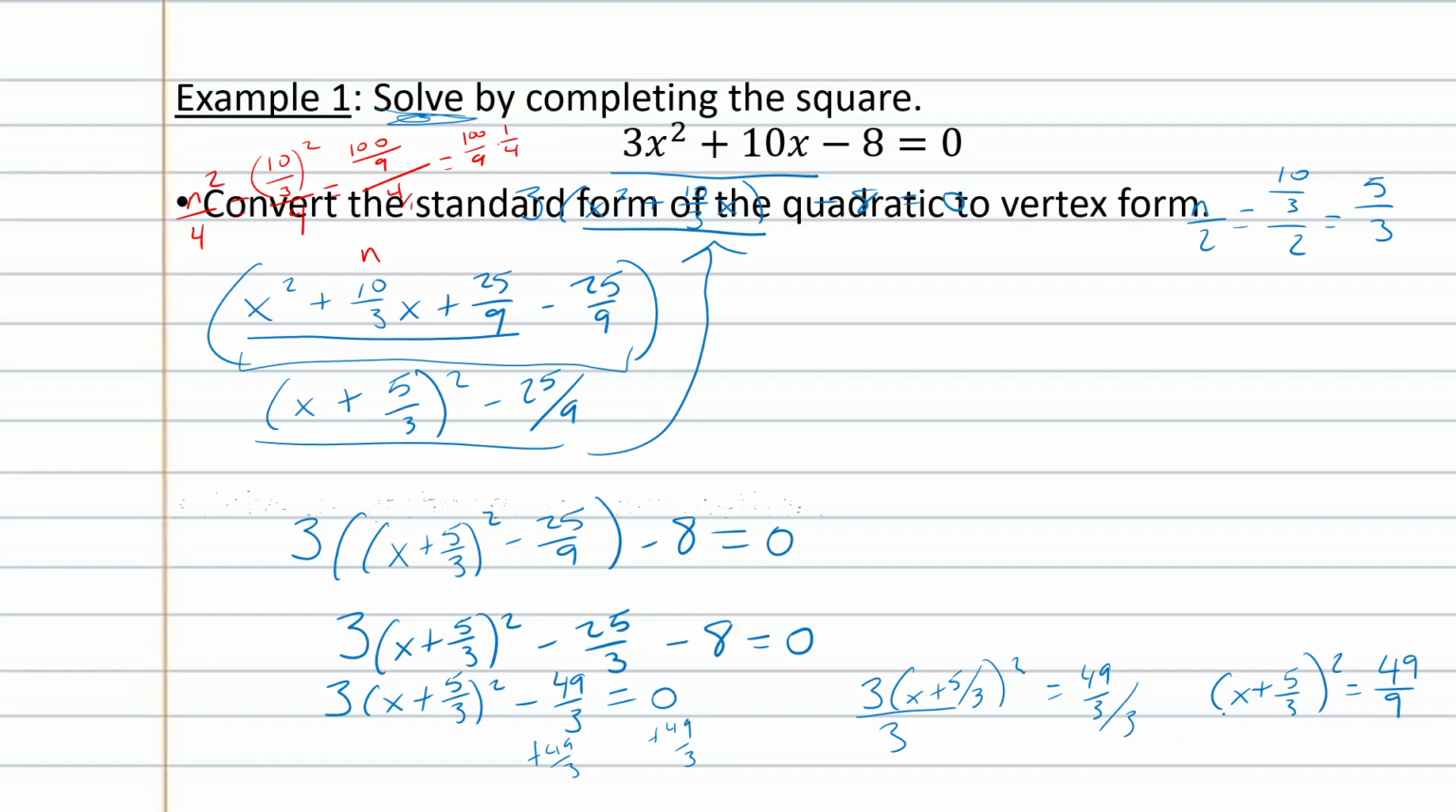Now, let's see. Did I give myself an extra slide on this? I did. Okay. So I'm going to take this and put it over on the next slide so that we can work with it a little bit further. So this is going to be x plus 5/3 squared equals 49 over 9.